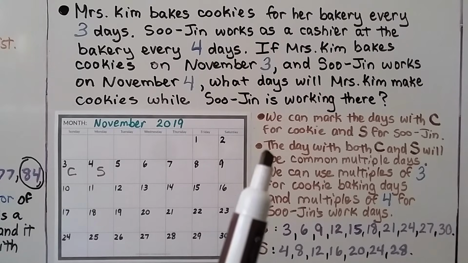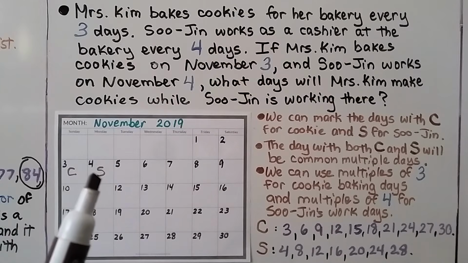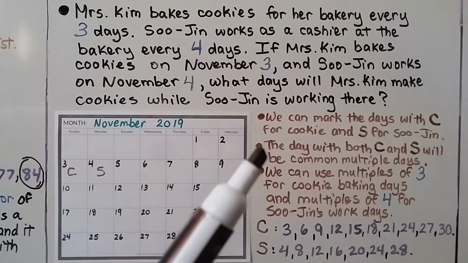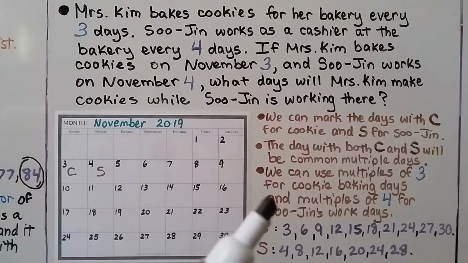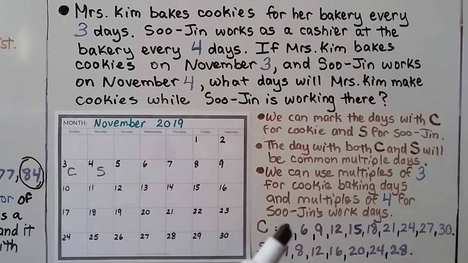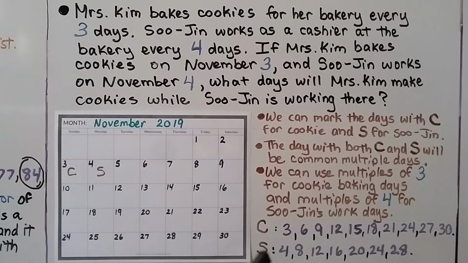So we can mark the days with a letter C for cookie and S for Sue Jin. And the day with both a C and an S will be common multiple days. And we can use multiples of 3 because she bakes every 3 days, and multiples of 4 because she works every 4 days for Sue Jin's work days. And the multiples of 3, because she baked on the 3rd, we would have 3, 6, 9, 12, 15, and so on. And since Sue Jin worked on the 4th and she works every 4 days, we can do multiples of 4: 4, 8, 12, 16, 20, and so on.